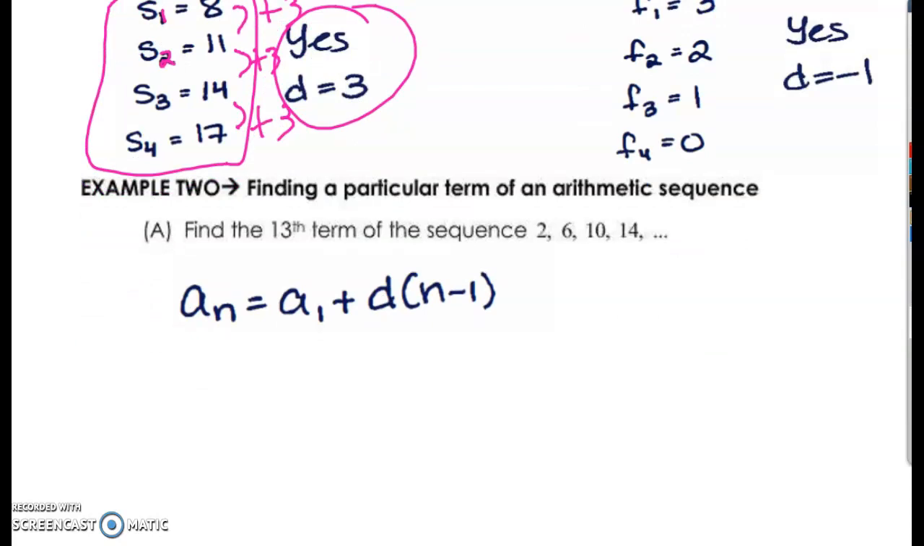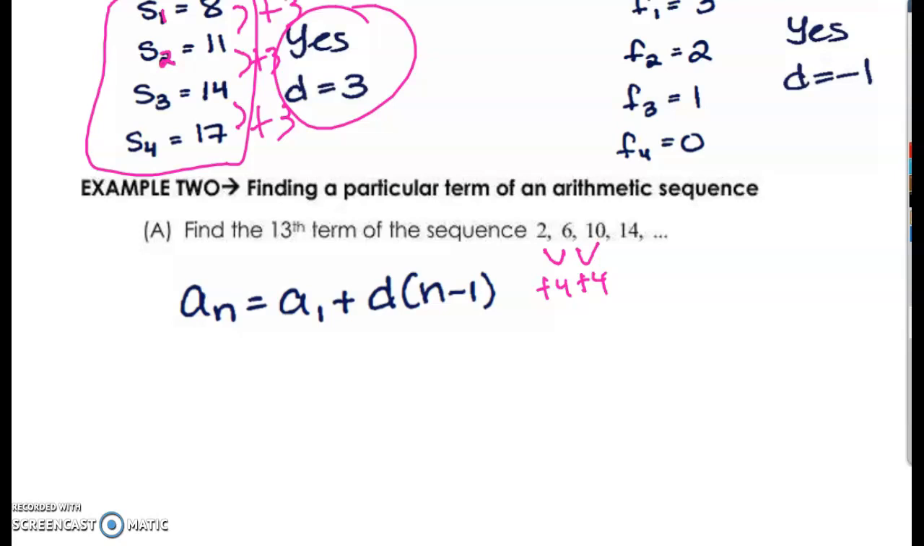For example 2, you're asked to find a particular term of an arithmetic sequence. So they're asking you to find the 13th term, and you could probably just count it out, because the common difference is clearly 4 here. I'm adding 4 to get the next term. But sometimes they're asking you for the 100th term, and you're not going to count out 4 100 times. This is a much more efficient way of doing it.